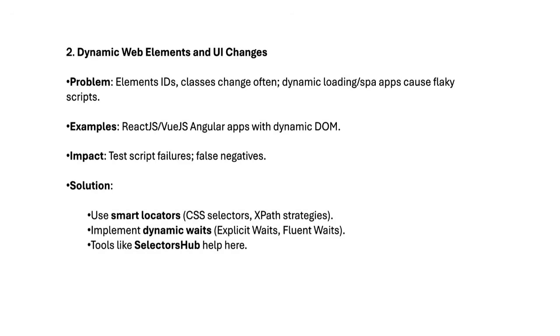For that, you have to use smart locators such as CSS selector and XPath strategies, and implement dynamic waits such as explicit wait or fluent wait. Okay, so make sure you're using waits, like explicit wait, which will make sure that the particular element is loaded on the UI or not. And you can also use certain tools like Selector Hub, which will help you to identify the element on the web page.